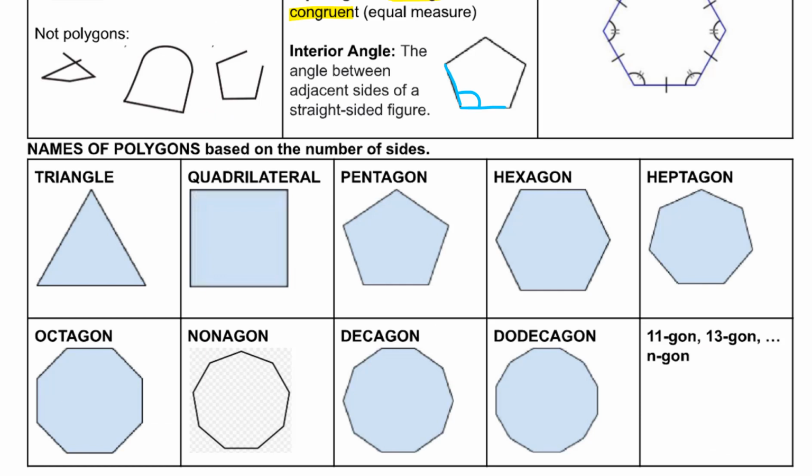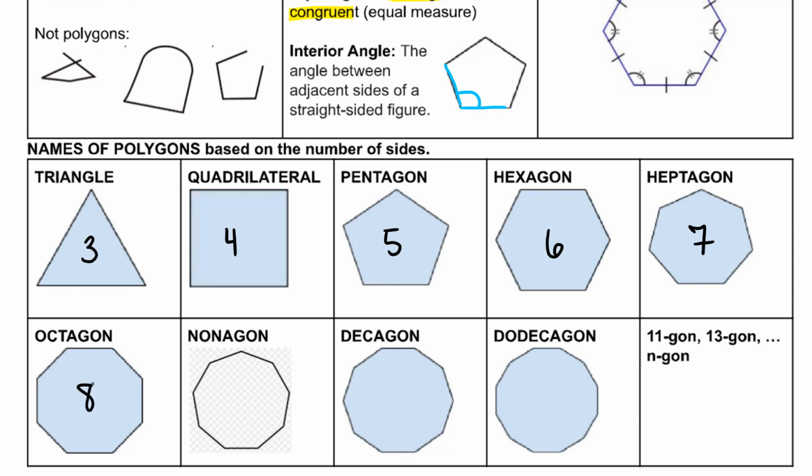Let's talk about the popular polygons, the ones that have specific names. So polygons are named based on the number of sides. A three-sided polygon is called a triangle. Four-sided is a quadrilateral. Five sides is a pentagon. Six sides is a hexagon. Seven sides is a heptagon, sometimes called a septagon.